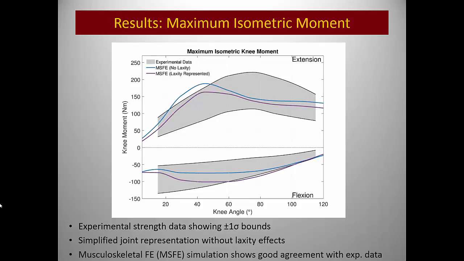And then finally the results of our musculoskeletal FE model with laxity represented. You can see that the laxity response causes a decrease in the maximum isometric extension moment and an increase in the flexion moment. The changes we see here are a function of not only the moment arm changes seen previously, but also a change of the muscle tendon length and relative TF alignment of the joint.